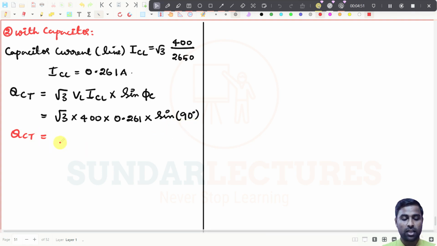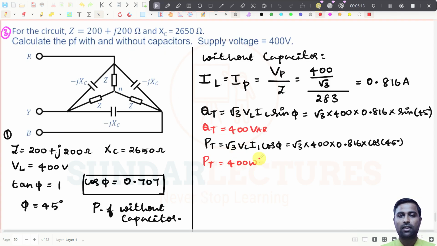So what is the value of QCT I'm getting? It comes to 181 VAR. If you simplify this, you'll get the value, right? So what is the thing I need to find now? See, the capacitor has reactive power of 181 VAR, right? And this is the reactive power we found without the capacitor.